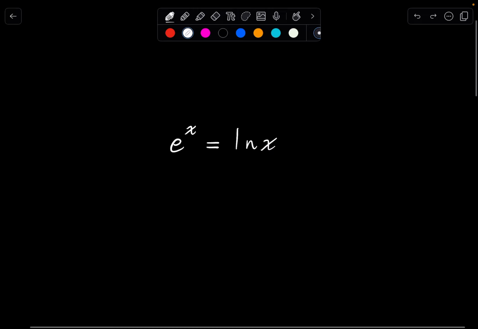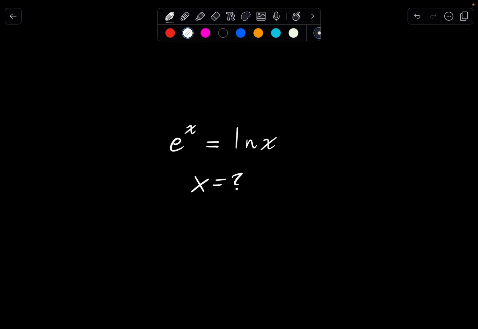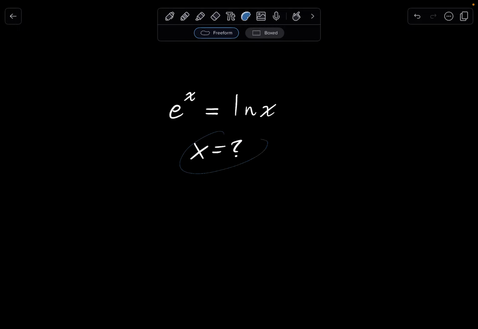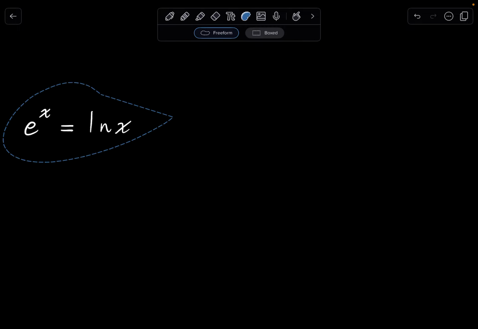Today we're going to be looking at a very interesting problem as always. As you can see right here, we have e to the x is equal to the natural log of x. Now there's something very unique about this equation, and for today we're going to be solving for a solution of x. But if you haven't noticed already, there's something very peculiar about this. Let me move this to the side.